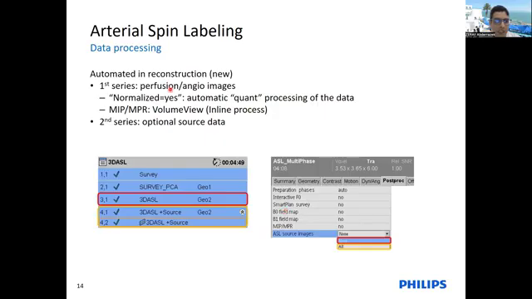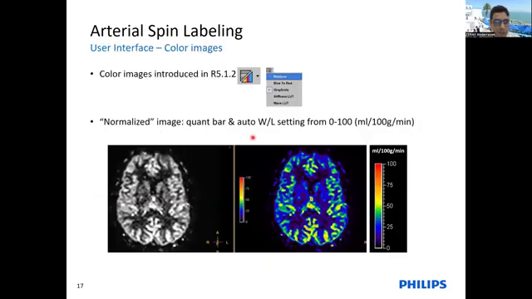This is also for the data processing. Maybe we can automate it in the reconstruction by applying the first series for the perfusion and the angio image. And we should make sure that we have applied the normalization on the image by ASL to quantify the cerebral blood flow in the processing data. And maybe we can do the reconstruction inline, inside the machine or the window of acquisition. And the same, the second series would be an optional source data. So this is the interface.